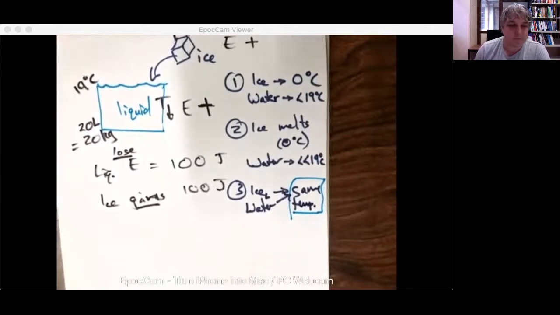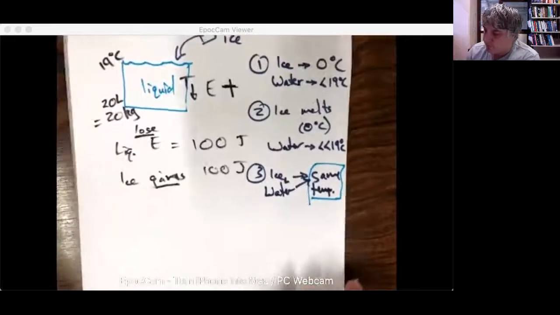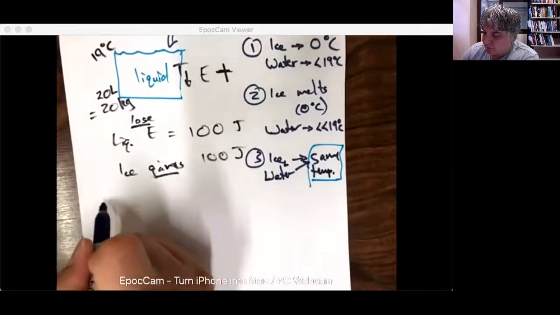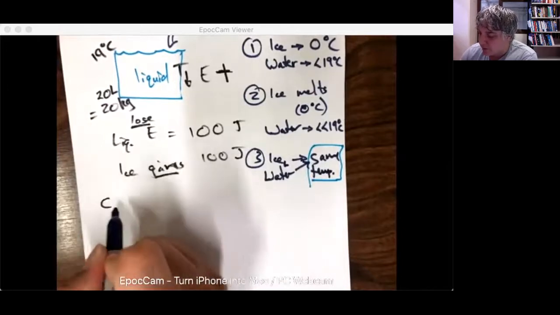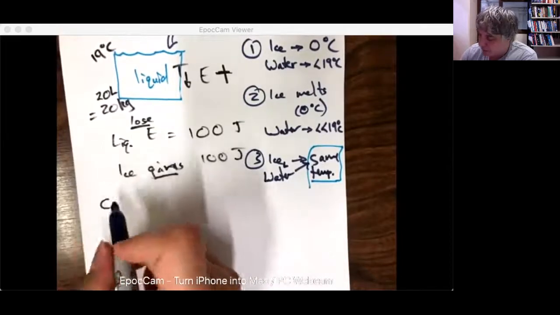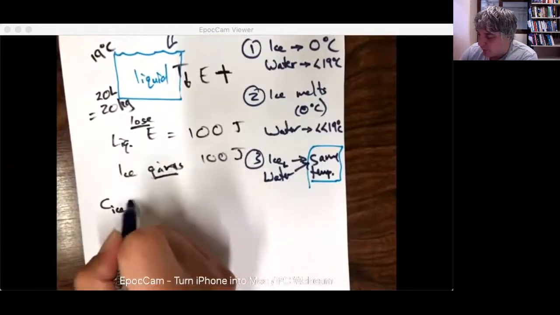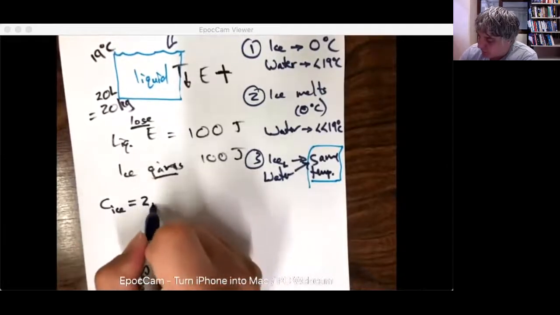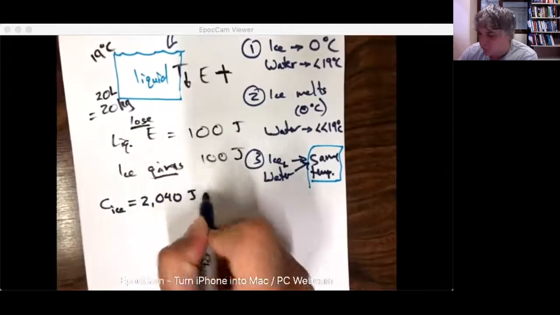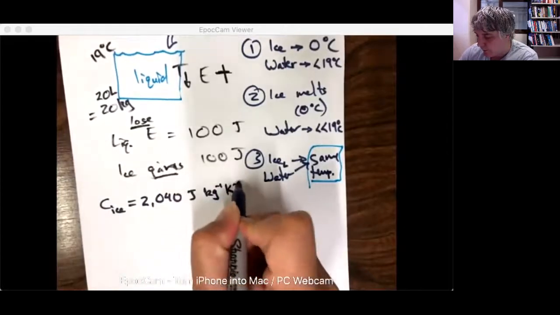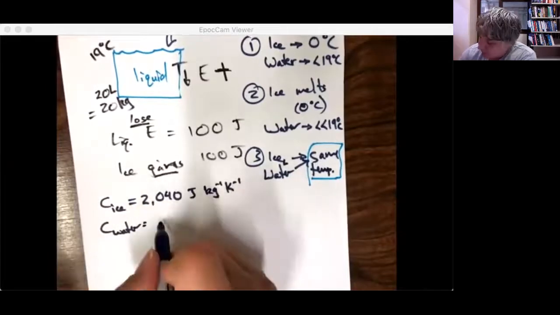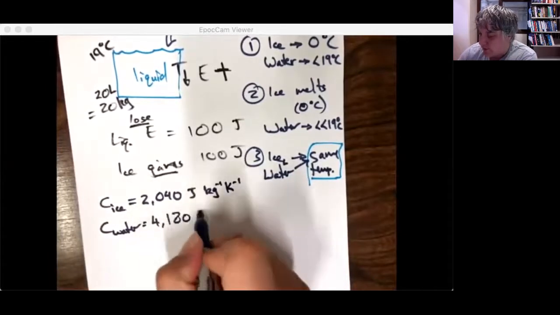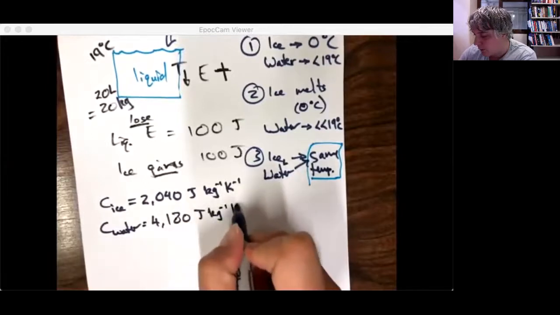We have also been told, I'm going to write them on here since I don't have both my screens showing, that the specific heat capacity of ice, the symbol is just a lowercase c, but because we've got ice and water, I'm going to write C of ice is 2040 joules per kilogram per Kelvin. The specific heat capacity of water is the one we already know, 4,180 joules per kilogram per Kelvin.